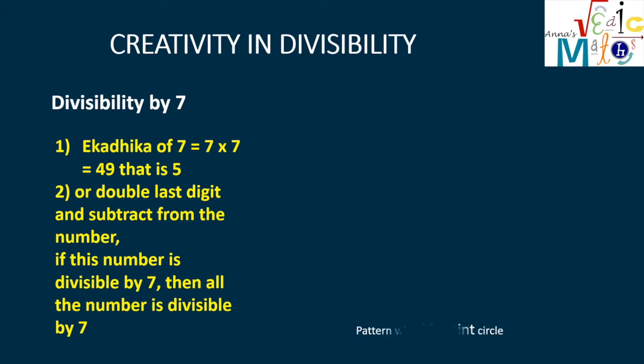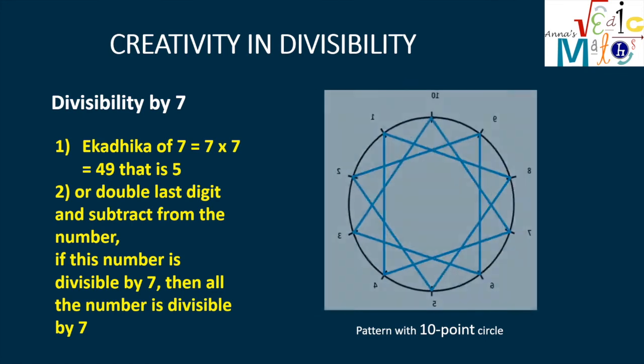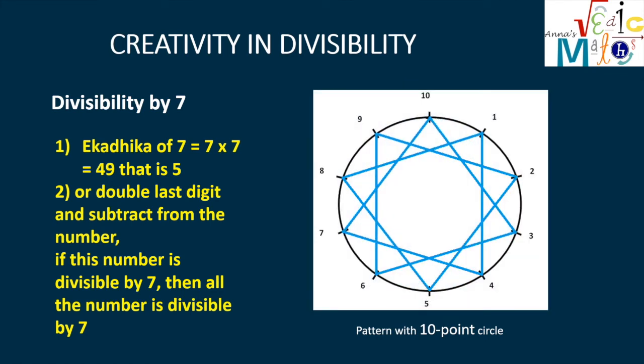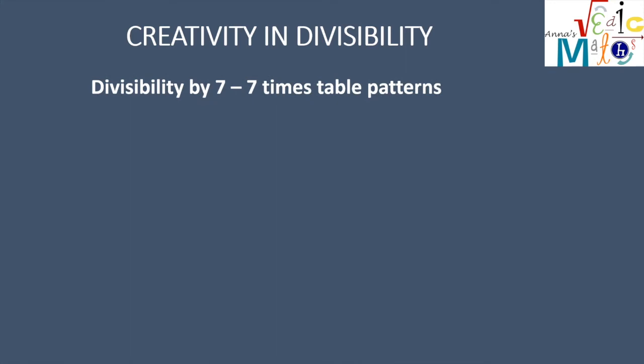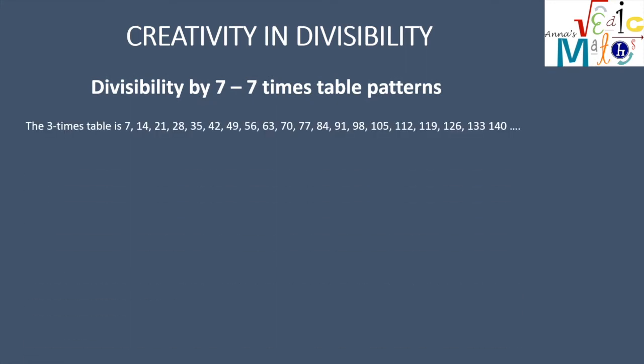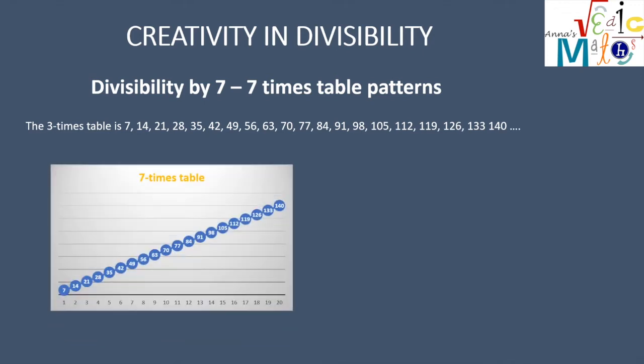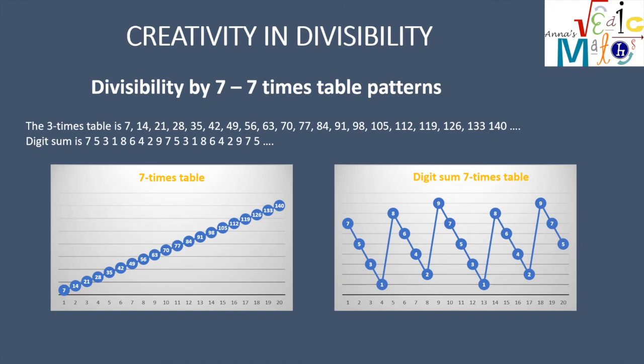Here, the nice picture of the 10-point circle in which I've shown all the ending digits. It is interesting to see the line of the 7 times table that I do until 140 and the trend of the 7 times table digit sum. We see the repetition pattern with the decreasing sequence of odd numbers and even numbers alternately.